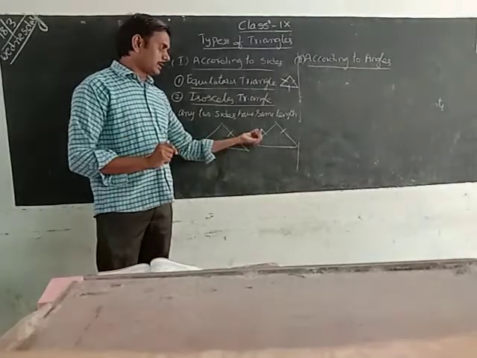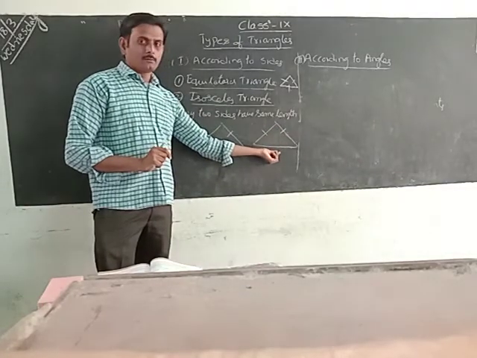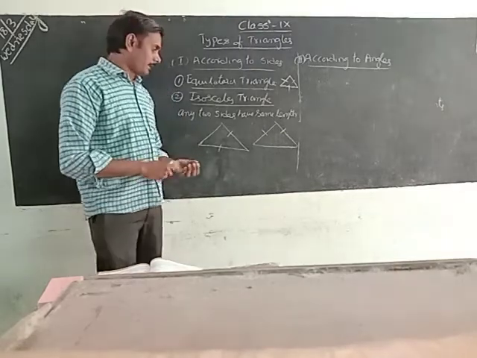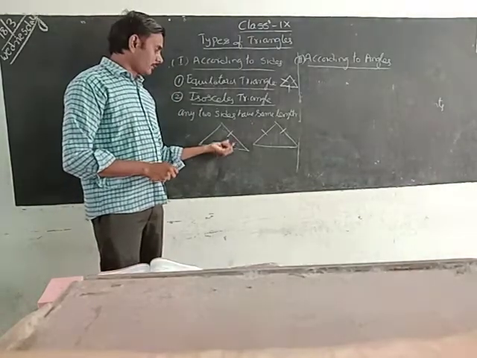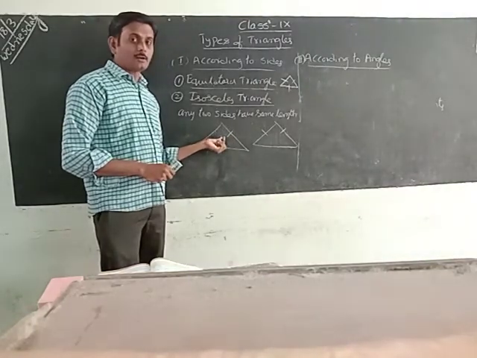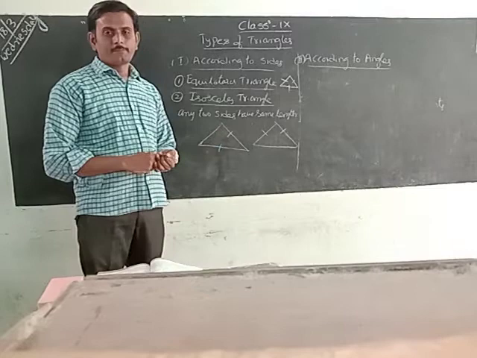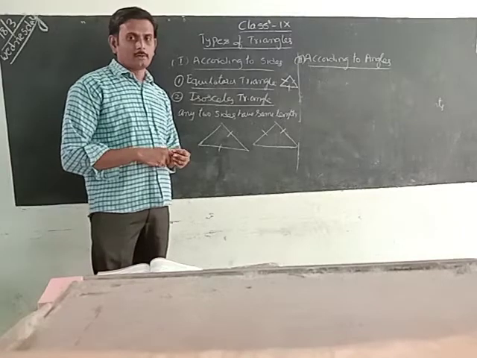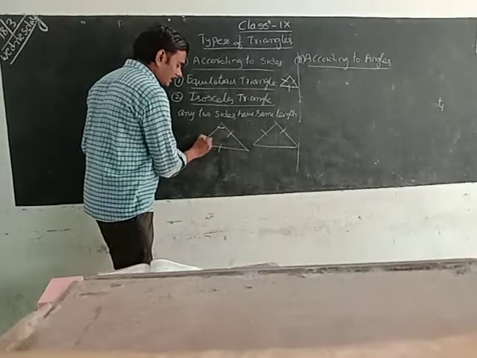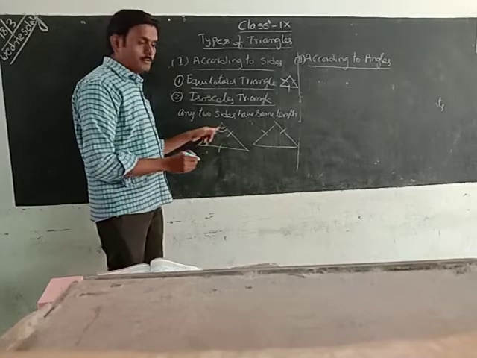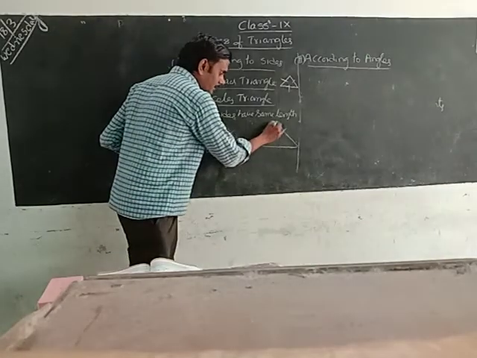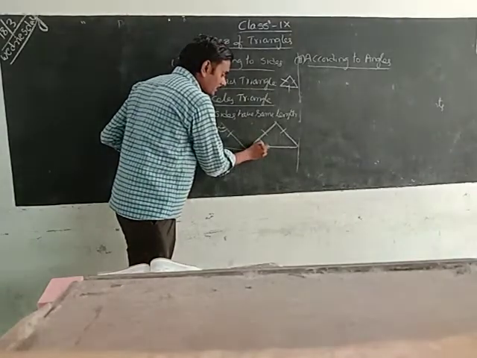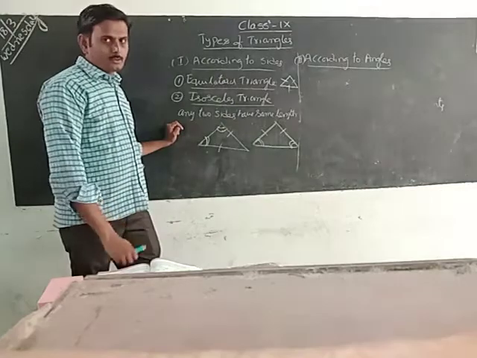Whenever two sides are equal, the third side, which is not equal, is called the base of the isosceles triangle. The angles formed on the base of the triangle are equal. That means these two are equal sides, this is the third side, this is the base of the isosceles triangle, and these two angles are equal.